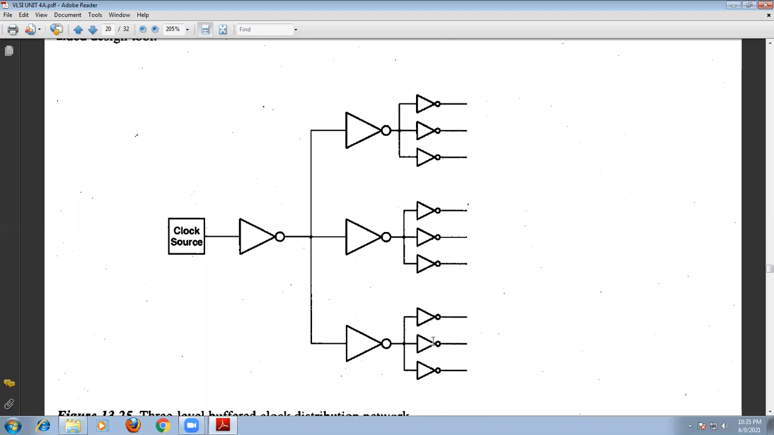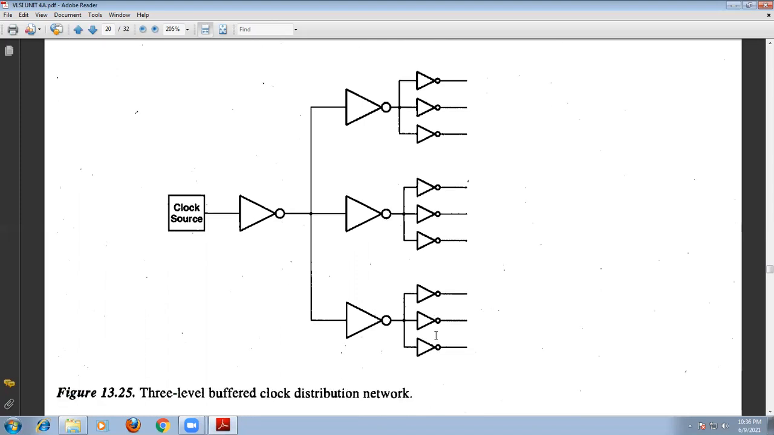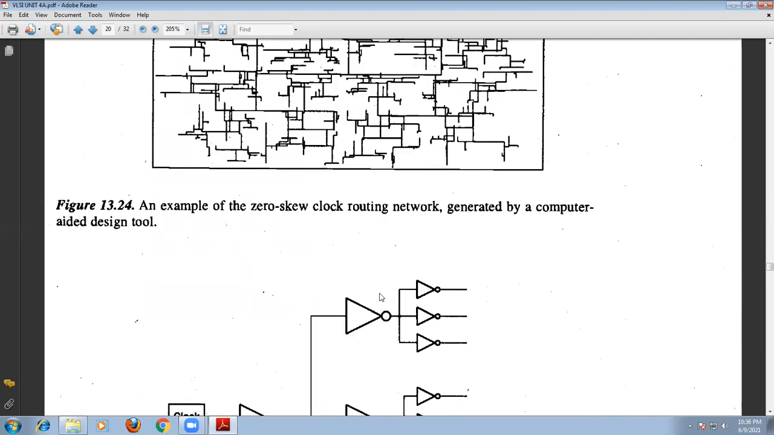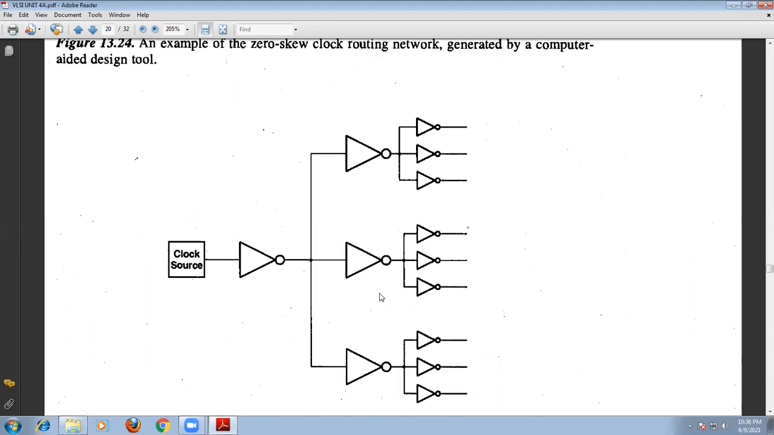That means we have multiple stages like this. Here we can consider this as the buffer. Every buffer stage drives the same number of fan out gates, remember, so that the clock delays are also balanced in this case. So this is how we are going to distribute the clock signals in the register system.